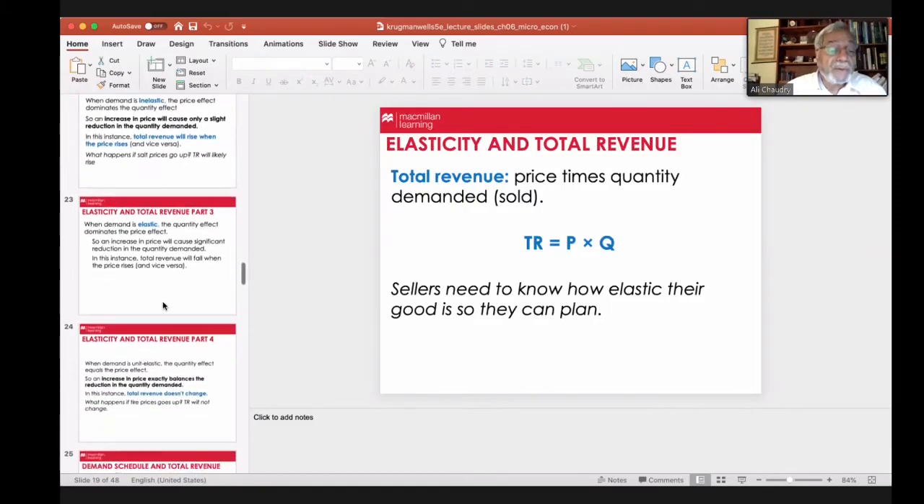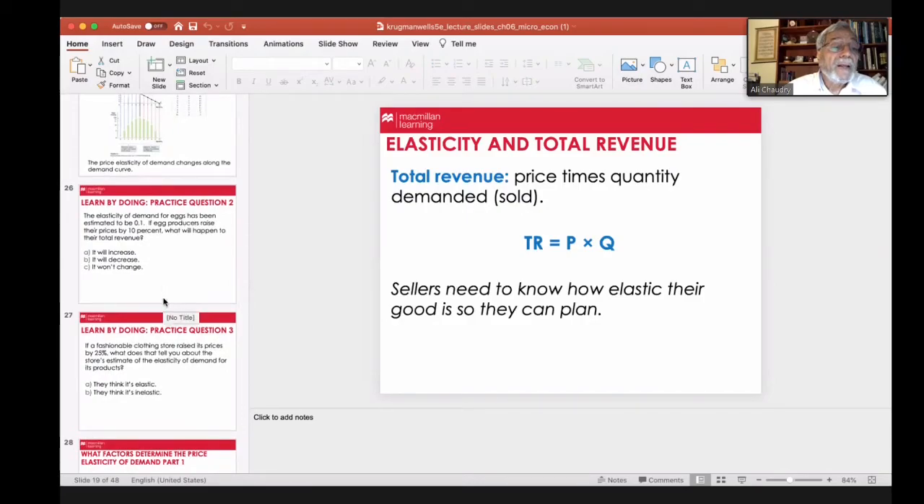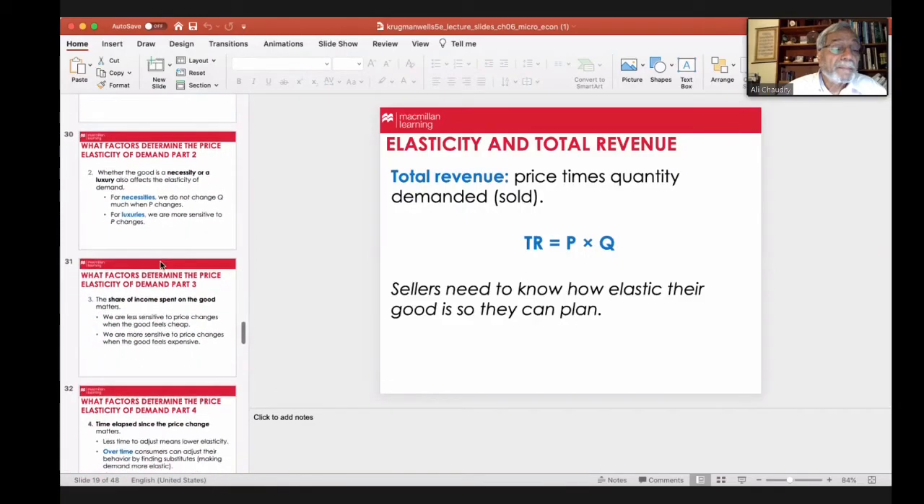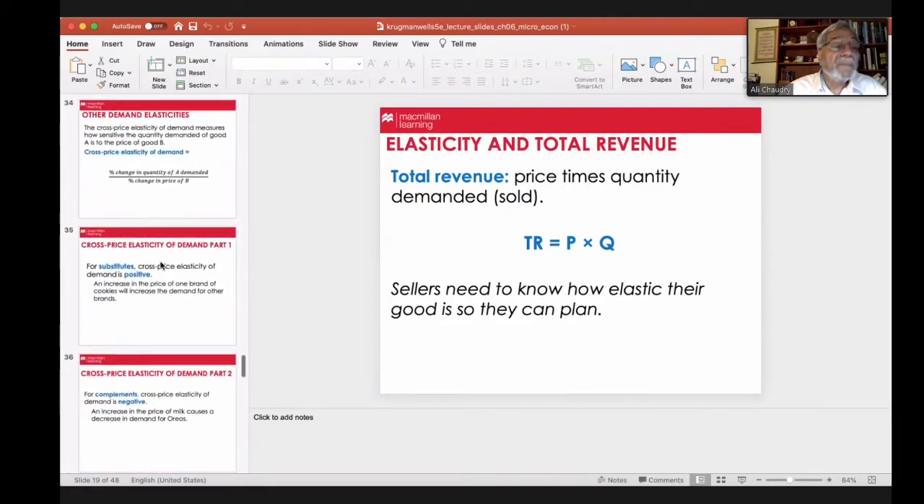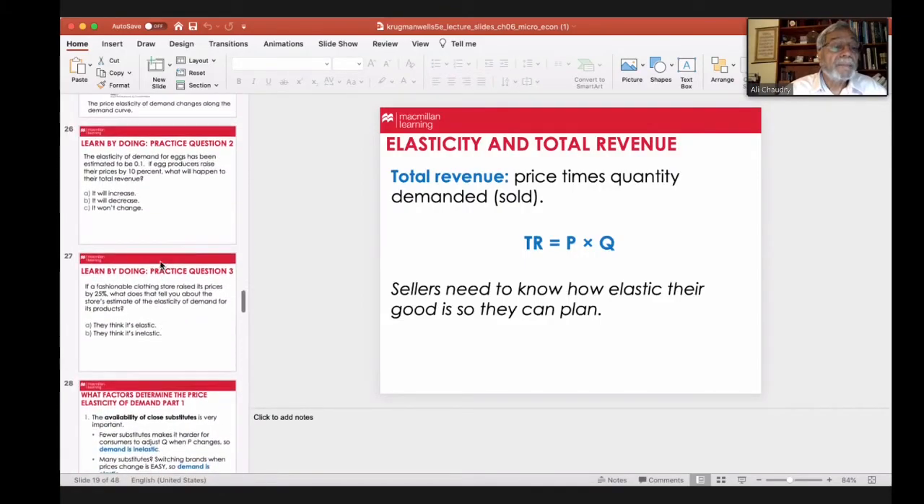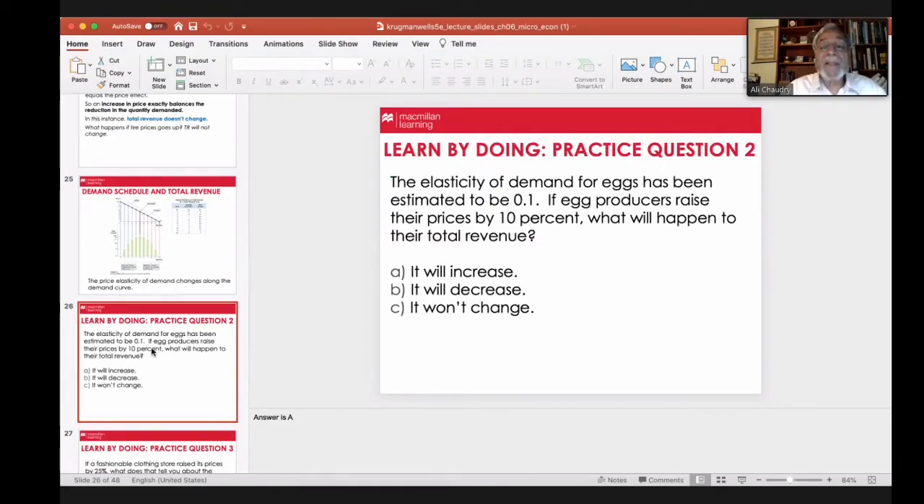So I would like to remind you of this picture. Let me get the actual picture here with the revenue. Oh, this is substitutes. Okay, let's use this as an example. You will remember the discussion.